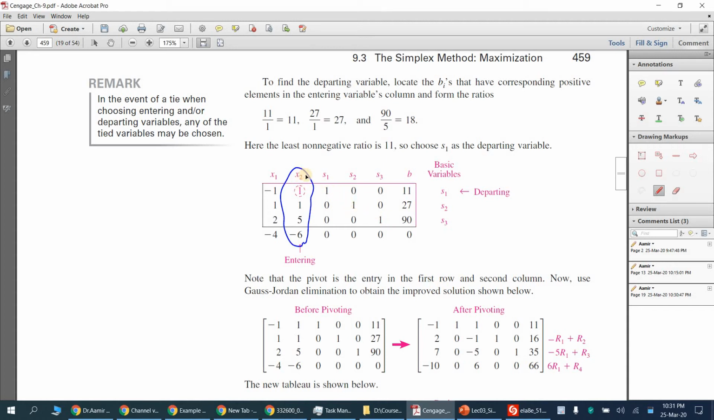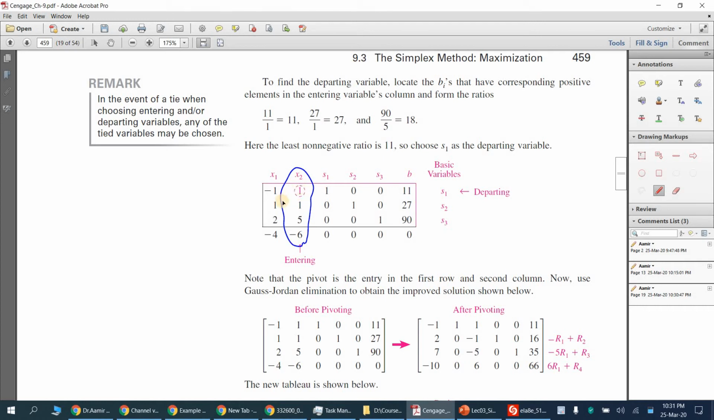So now we need the new variable X2 to have the 1 in this location. Not in the other locations, only this location. That's why we select this entry as the pivot element, the intersection of column and row. Now if this value is 1, that makes your job easy. If it is not 1, make it 1.